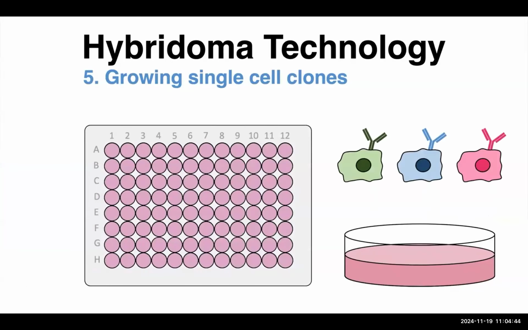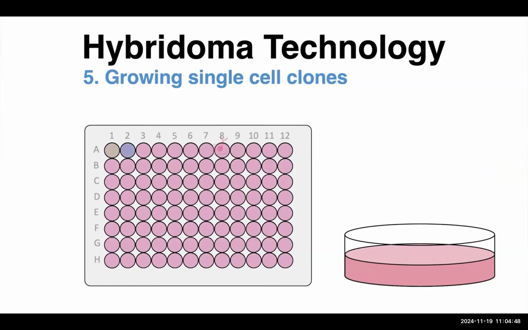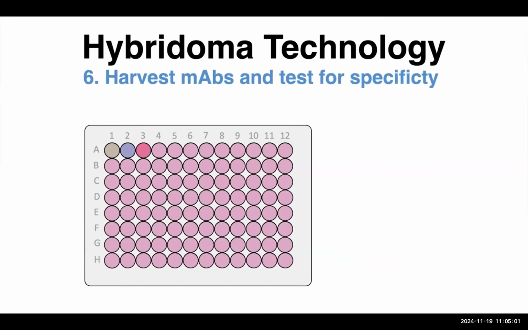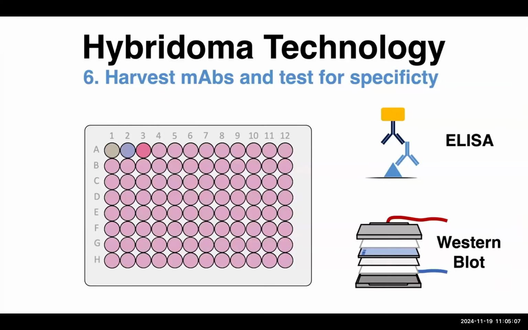In the following steps, single cells from the culture are isolated and grown alone to generate clones. Since each well contains antibodies derived from a single hybridoma cell, the antibodies produced are considered monoclonal. The specificity of those antibodies can further be evaluated with an ELISA, or it can be analyzed using Western blot.